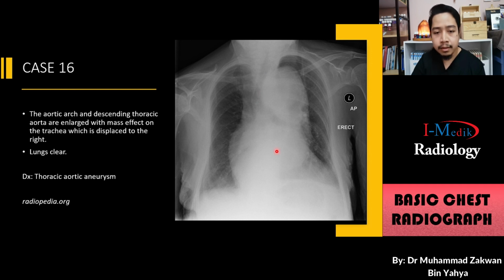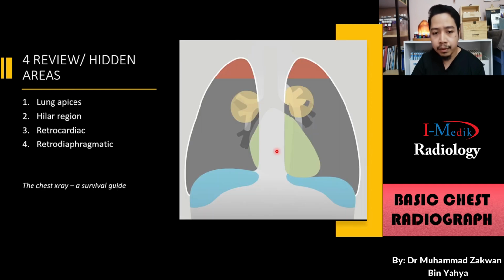Okay, to sum up, the four review or hidden areas. The first one is the lung apices. Second one, hilar region. Third one, the retrocardiac region. And lastly, the retrodiaphragmatic area. Okay, we need to review all these areas.